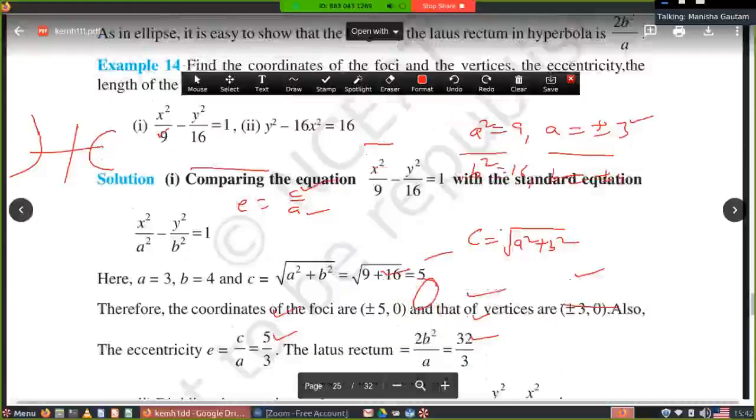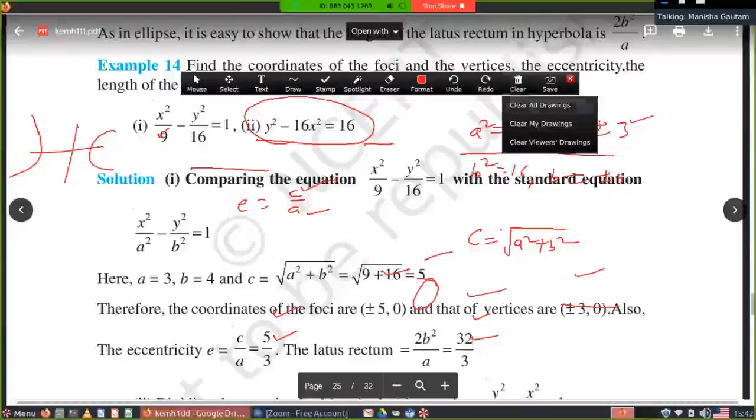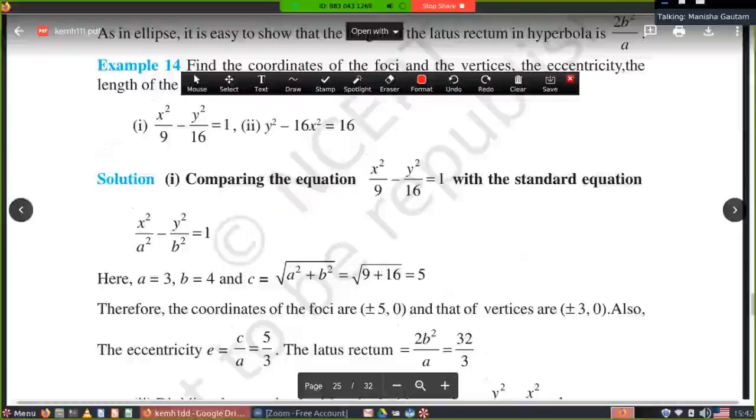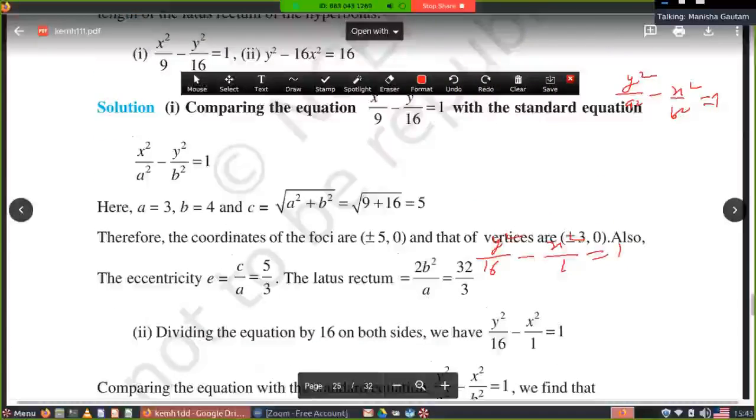The second part is, here is y square minus 16x square is equal to 16. According to the standard equation, you have to first convert the question into the standard form. It should be y square upon a square minus x square upon b square is equal to 1. So first divide by 16. It means y square upon 16 minus x square upon 1 is equal to 1. This is the equation now.